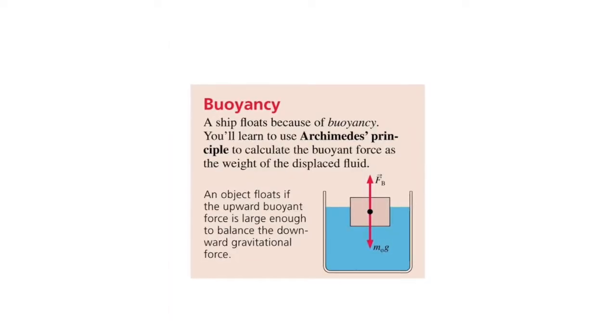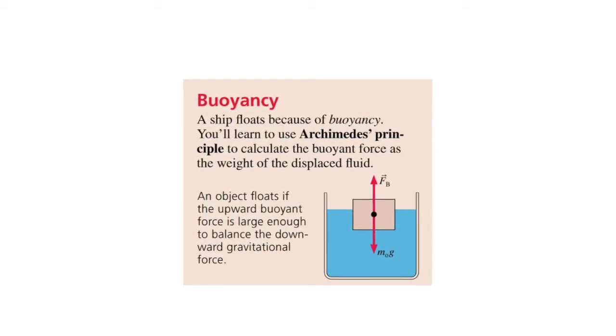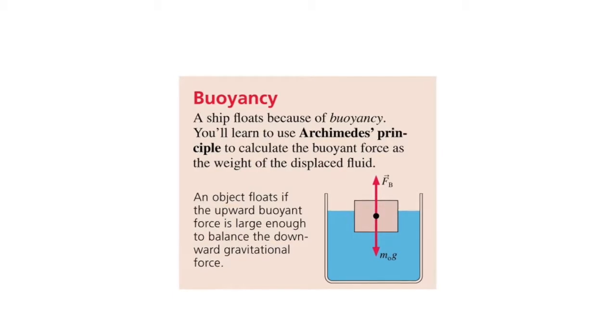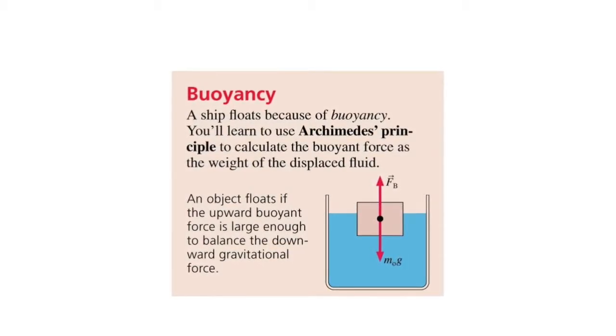Relating to problem 15.20 is buoyancy. Now, for this definition, a ship floats because of buoyancy. You'll learn to use Archimedes' principle to calculate the buoyant force as the weight of the displaced fluid.